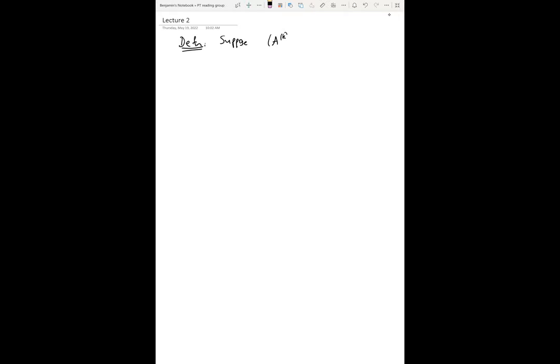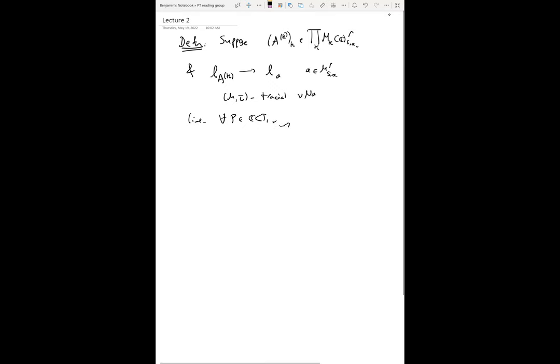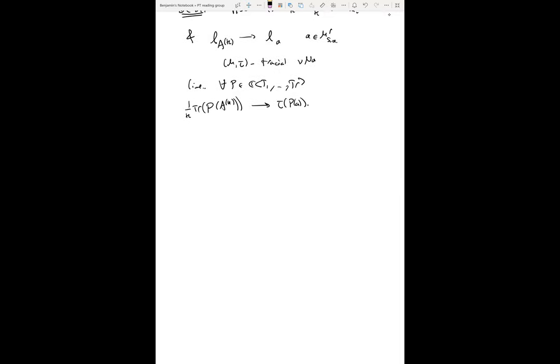So let's suppose I have a sequence of k by k self-adjoint matrices, and their law converges to the law of some tuple in some tracial von Neumann algebra. Again, what this means is that the tuple should also be self-adjoint, so for every non-commutative polynomial P in our variables, one over k trace of P of the matrices converges to the trace of P of A. So that's what that means.